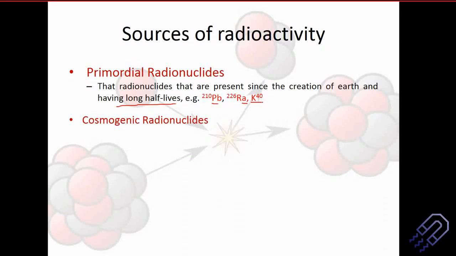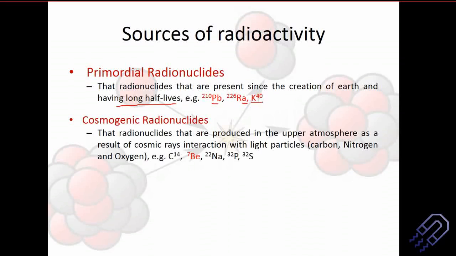Then we have the cosmogenic radionuclide. A cosmogenic radionuclide is something which is produced, in fact manufactured, in the upper atmosphere. It's all nature. We have nothing to do with man-made radioactive elements till now. We have it after this.